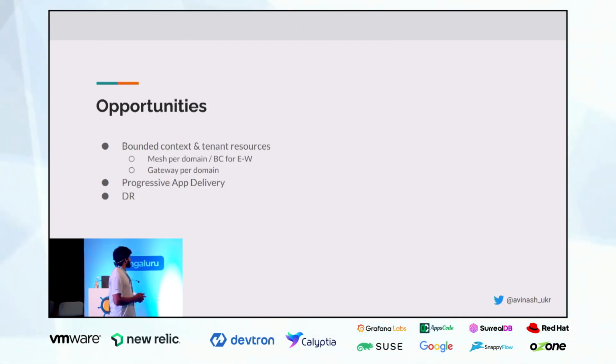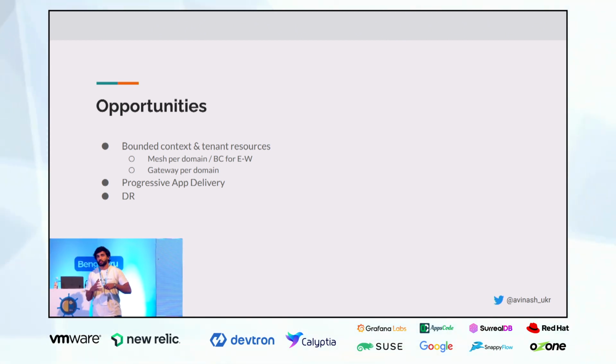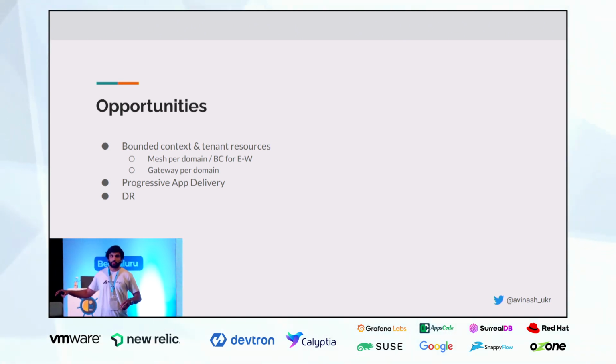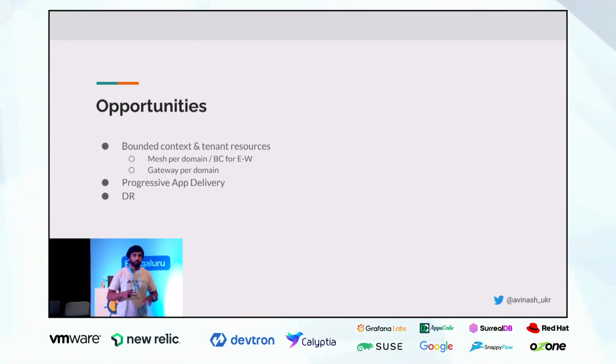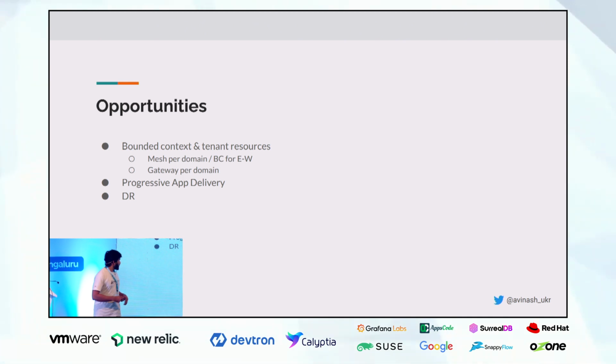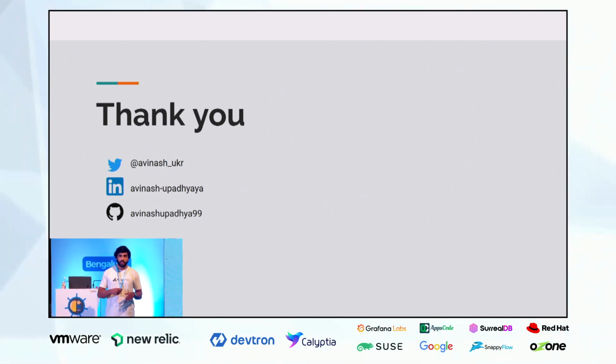But this also gives rise to a lot of opportunities. You can have a cluster per bounded context, as you would define in a microservice-based world. And you can do progressive app delivery. That is, you can upgrade one cluster at a time while still routing traffic to the other cluster. All of this can be achieved with a service mesh without having to define your routing rules at some load balancer level. You can do all of this as a policy in your service mesh. Right. Also, you can do disaster recovery natively. So that's a quick walkthrough on Kuma and how you can achieve multi-cloud service mesh with Kuma.